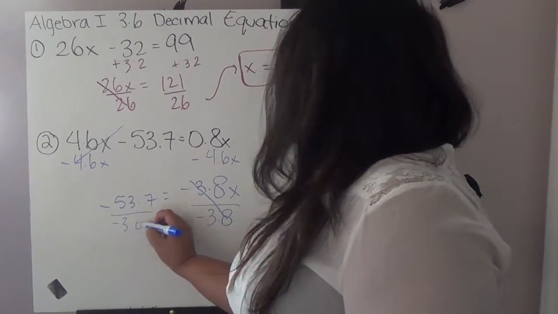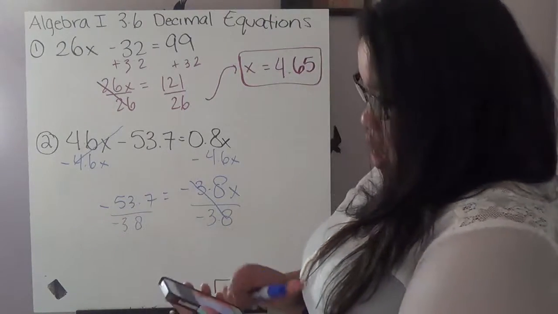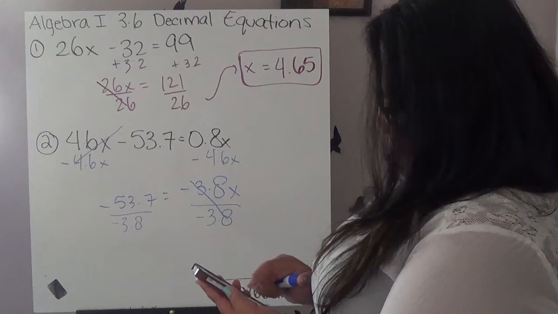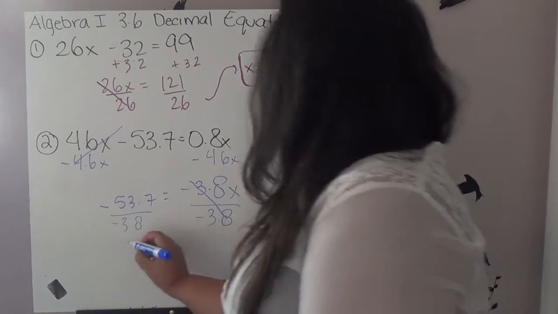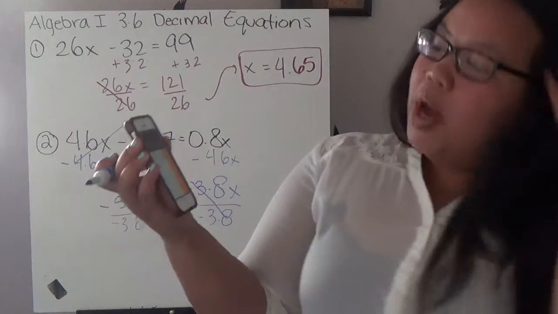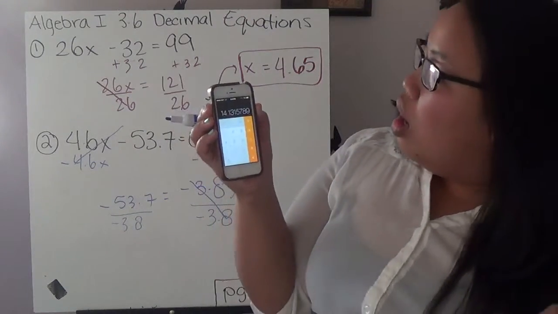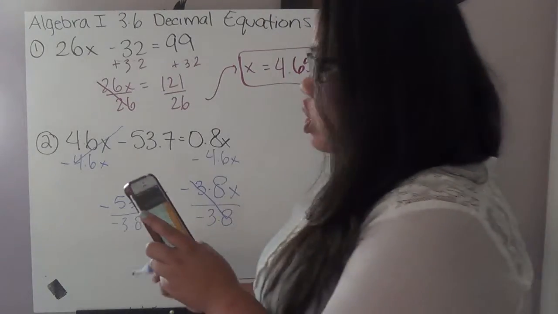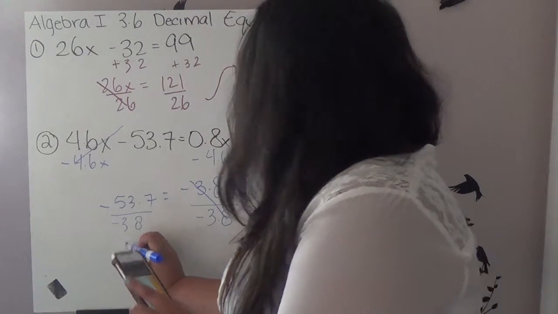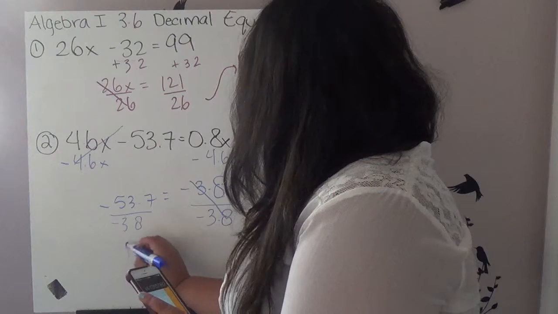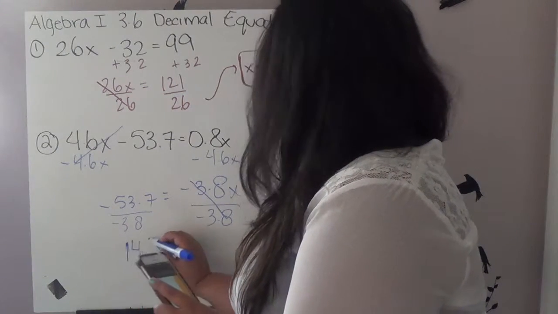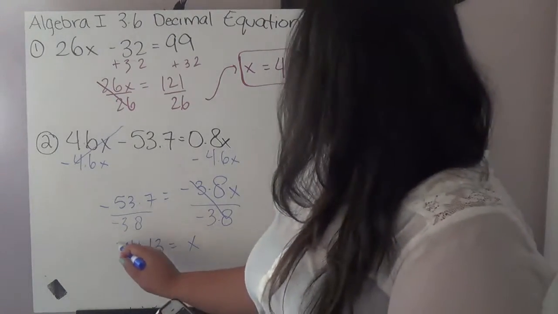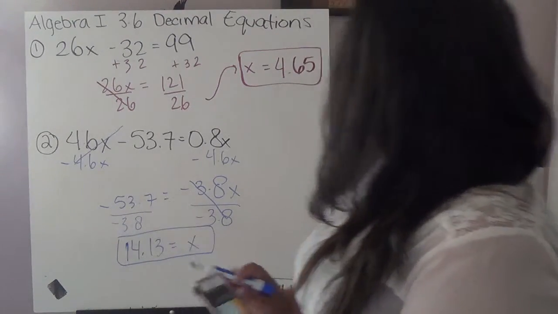So negative 3.8. These negatives cancel out, and I end up with 53.7 divided by 3.8, which is positive 14.13157. So I'm going to round again to two decimals. So 14.13 equals x. And that's my answer.